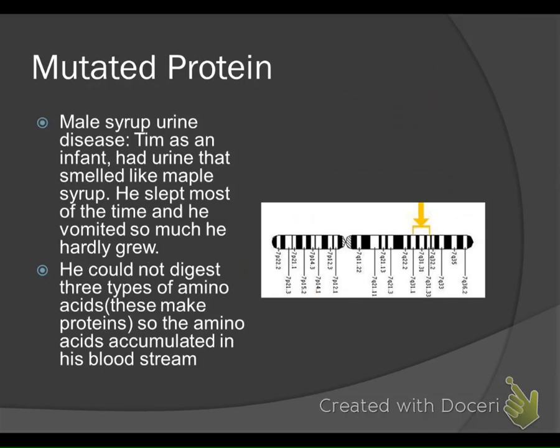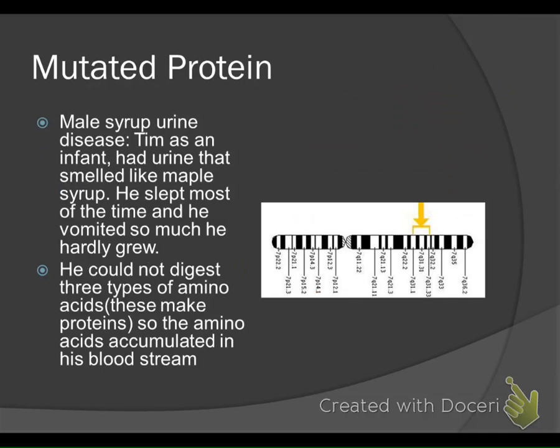This one, mutated proteins. This is maple syrup urine disease. Maple syrup urine disease. Does anyone know why it's called maple syrup urine disease? Probably smells like maple syrup. It smells like maple syrup, yes. So when they pee, it smells like maple syrup. Yes. And the reason is because it's not very common.